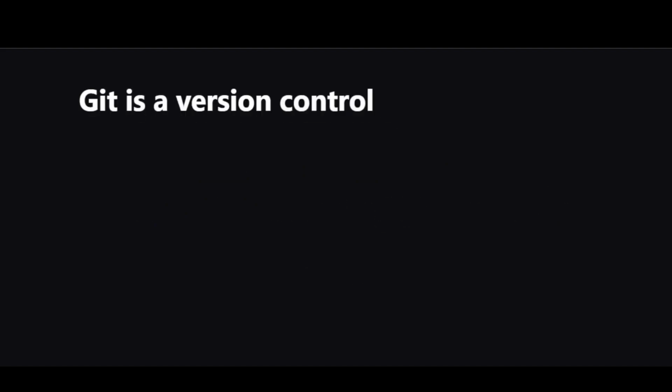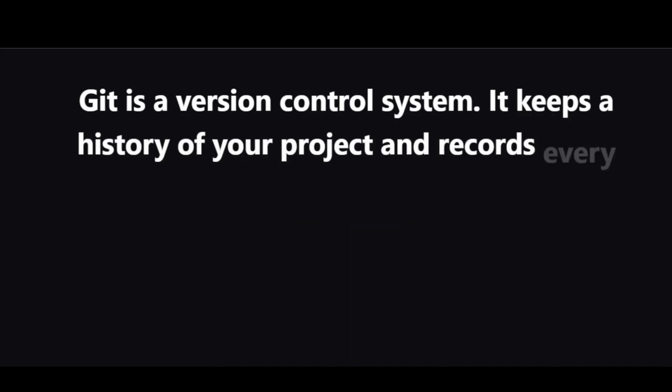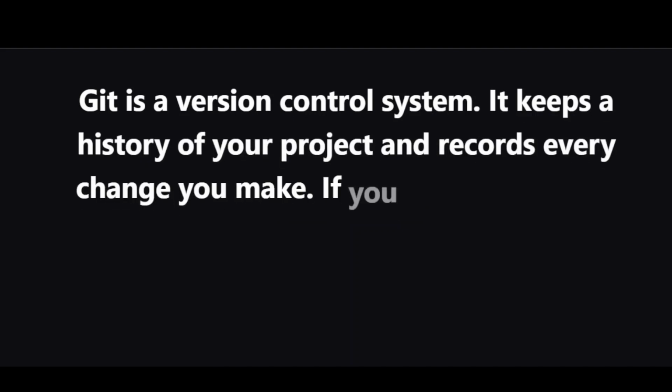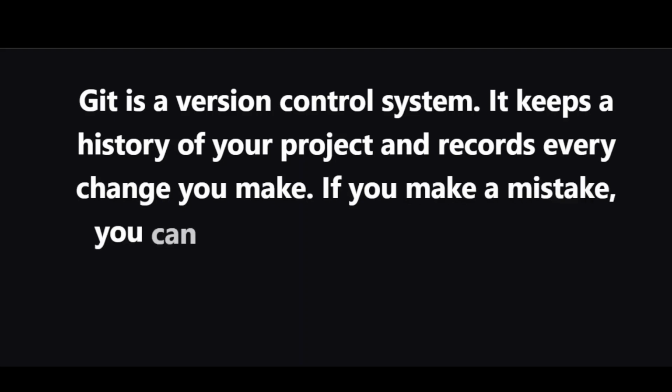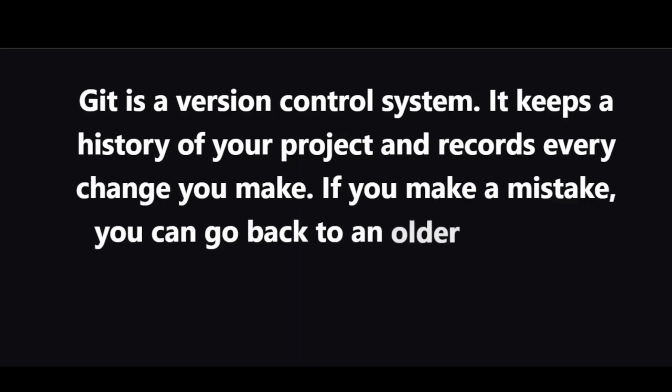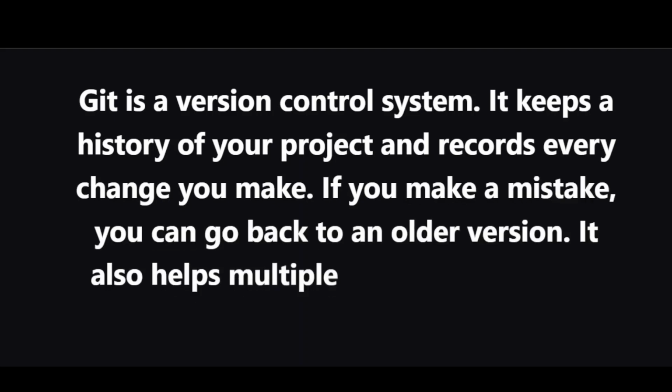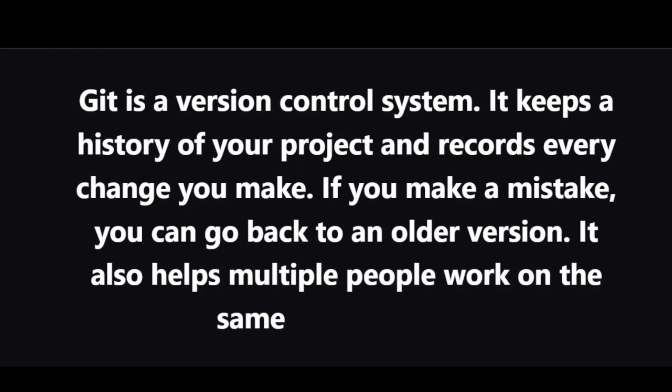Git is a version control system. It keeps a history of your project and records every change you make. If you make a mistake, you can go back to an older version. It also helps multiple people work on the same project safely.